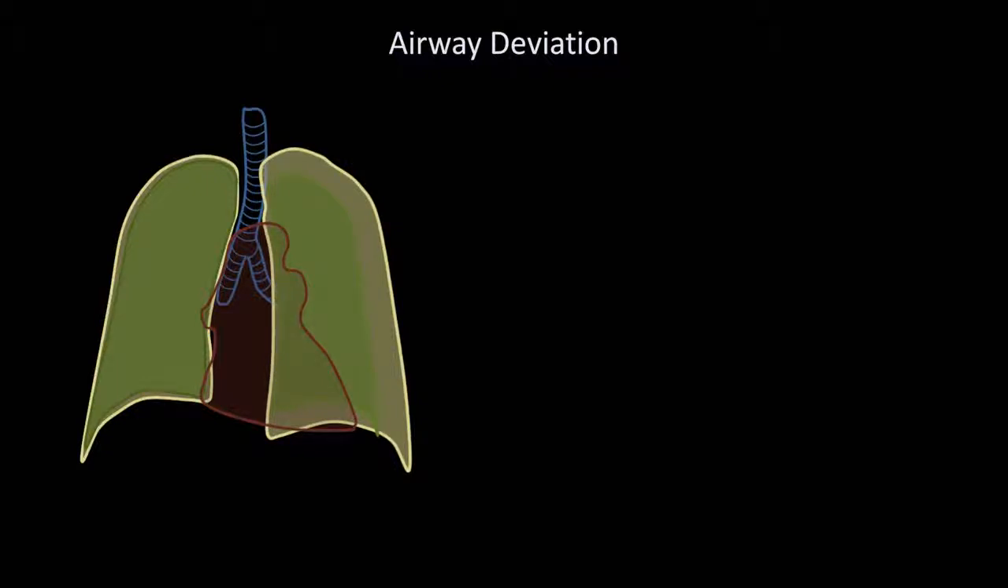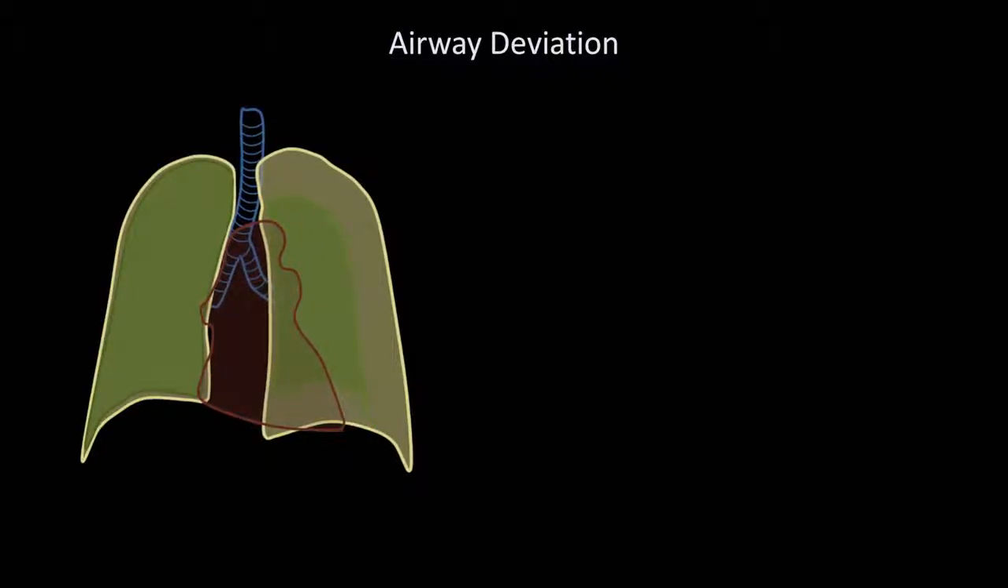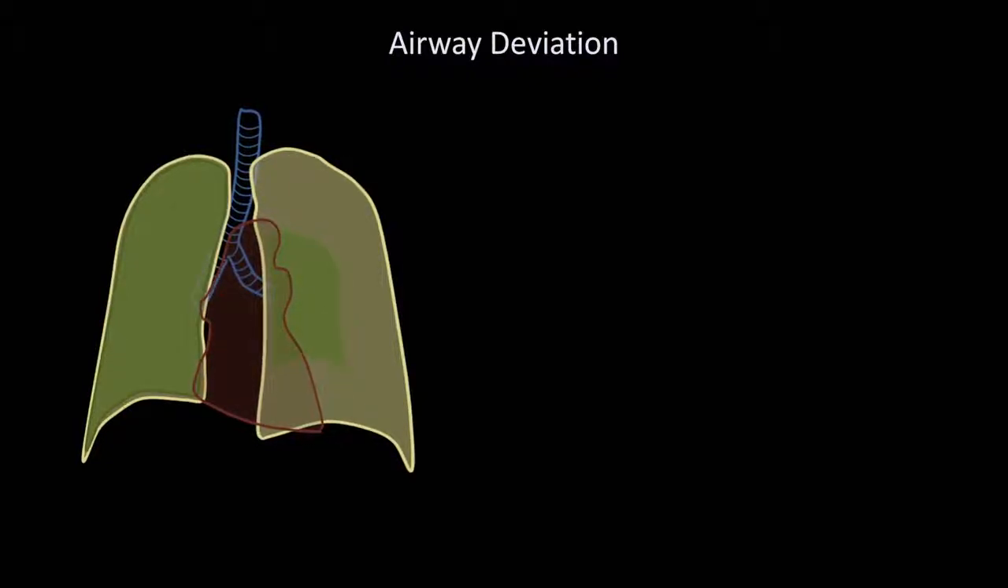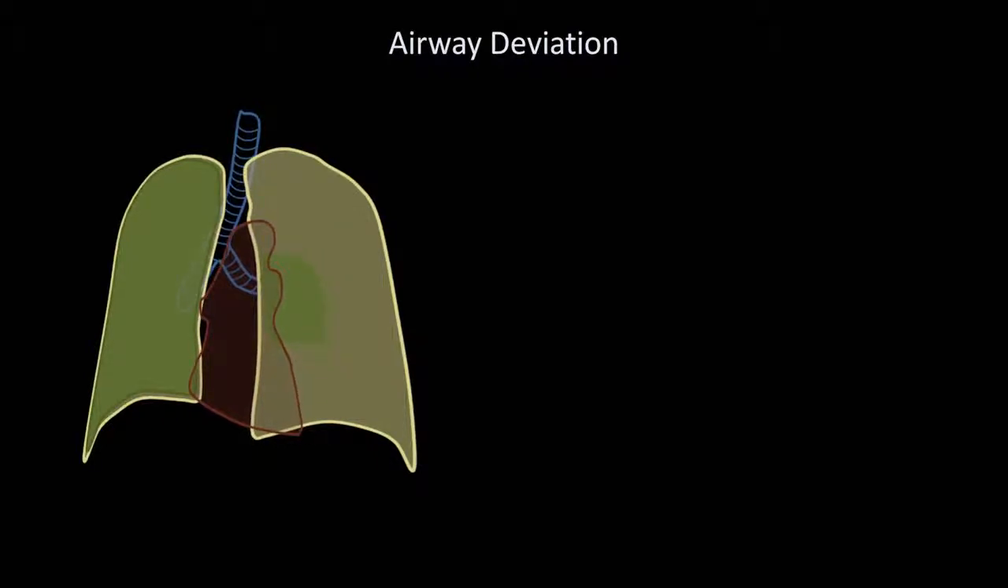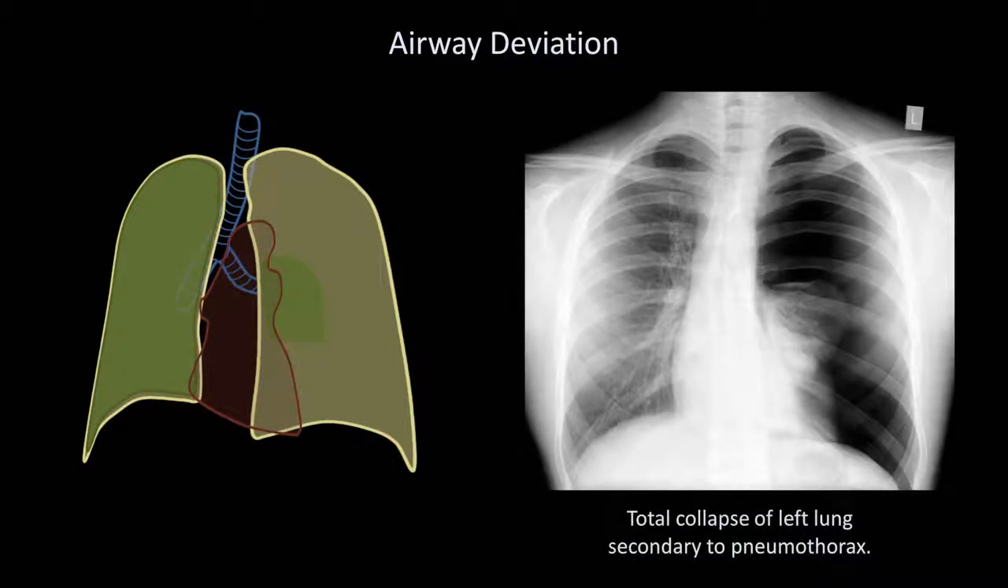If air continues to accumulate, for example in a tension pneumothorax, eventually the intrapleural space becomes distended enough that not only does it further collapse the ipsilateral lung, it begins to push the heart, mediastinal structures, and the airway to the contralateral side, resulting in tracheal deviation away from the side of the pneumothorax.